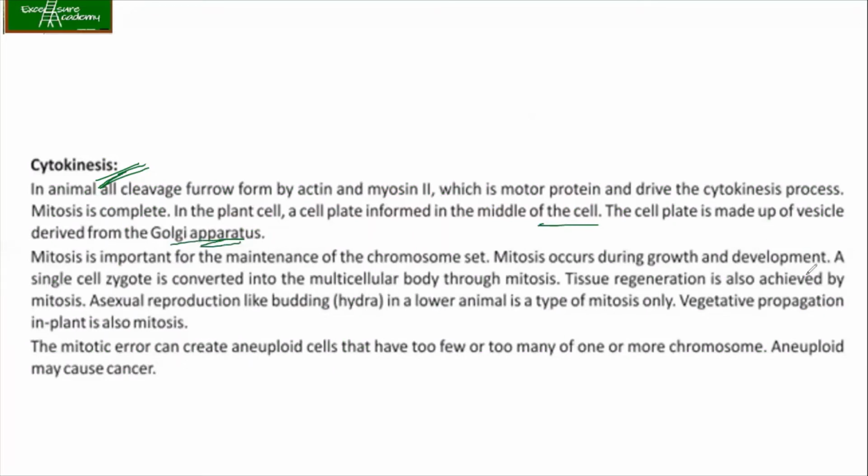Mitosis helps in growth and development. A single zygote is converted into a multicellular body through mitosis. Tissue regeneration is also achieved by mitosis. Asexual reproduction like budding in hydra or in any lower animal is a type of mitosis only. Okay, again, vegetative propagation in plants is also mitosis. Now, a mitotic error can create aneuploid cells having too few or too many chromosomes.